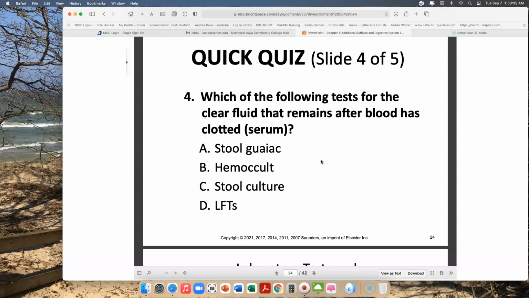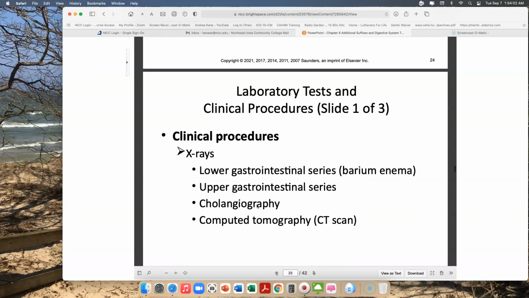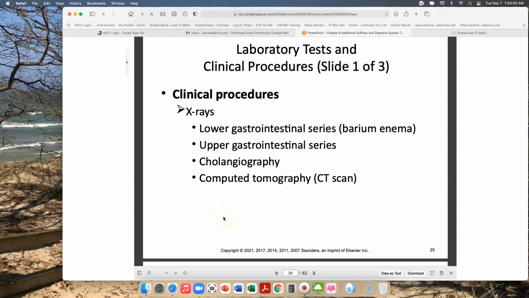And it's looking at the clear fluid. Well, we know it's not A or C because those have the word stool in them, and that's not what we're looking at. Hematocult is also stool. So it has to be liver function tests, where they're looking at that clear fluid that remains after blood is clotted. All right, moving on to clinical procedures.